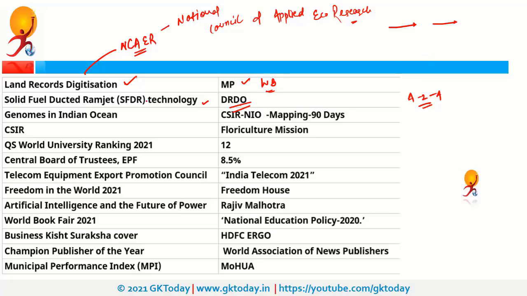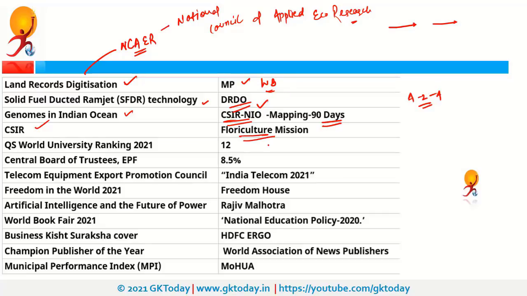Next is genomics in Indian Ocean. So for the genome mapping of Indian Ocean, CSIR-NIO is going to launch a 90 days mission. What is CSIR? It is Council of Scientific and Industrial Research. What is NIO? It is National Institute of Oceanography. So in this 90 days mission, CSIR-NIO is going to map the genome of Indian Ocean, and this mission will start from Vishakhapatnam in Andhra Pradesh. CSIR was also in news because of floriculture mission.